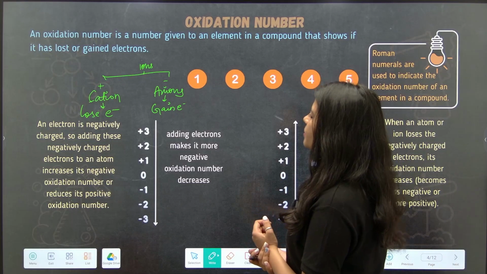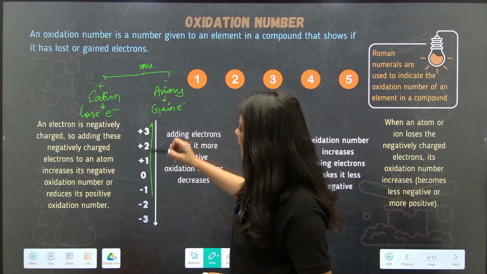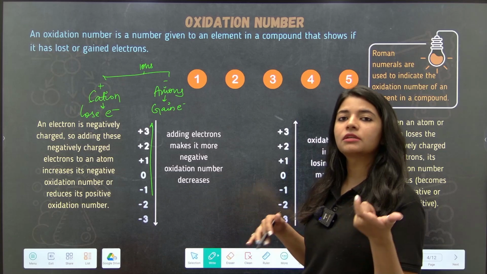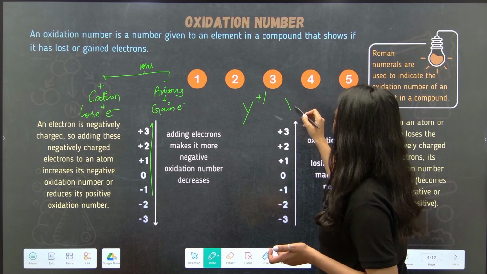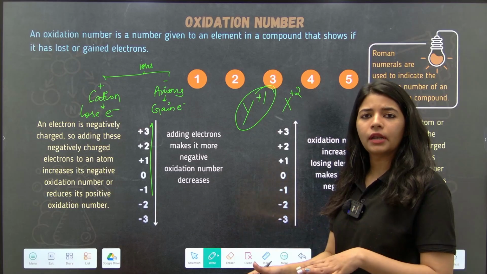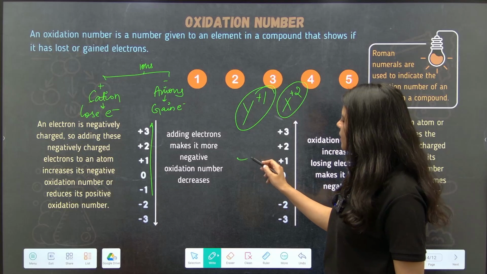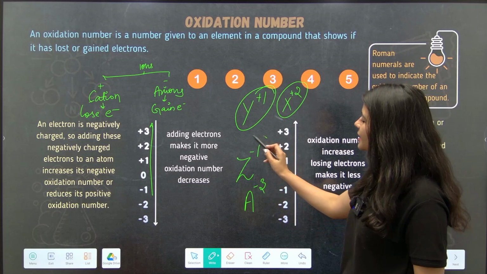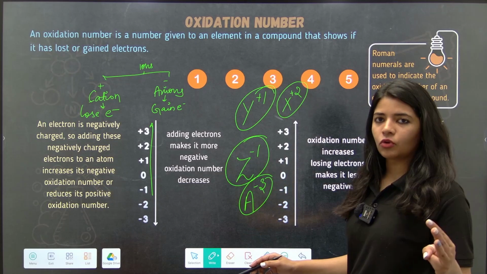right? So what happens? As our oxidation state moves from negative to positive, it means that they are losing electrons. Positive oxidation state means it is losing electrons. Let's say Y has +1 oxidation state and X has +2 oxidation state, it means that Y has lost 1 electron wherein X has lost 2 electrons, okay? And for example, if I say Z has -1 and A has -3, it means that Z has gained 1 electron and A has gained 3 electrons, right?